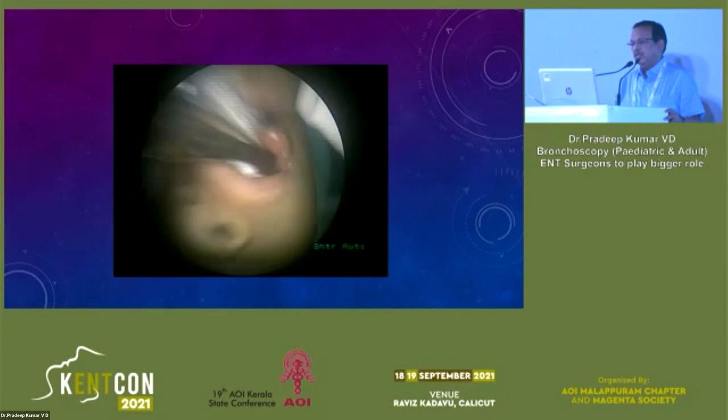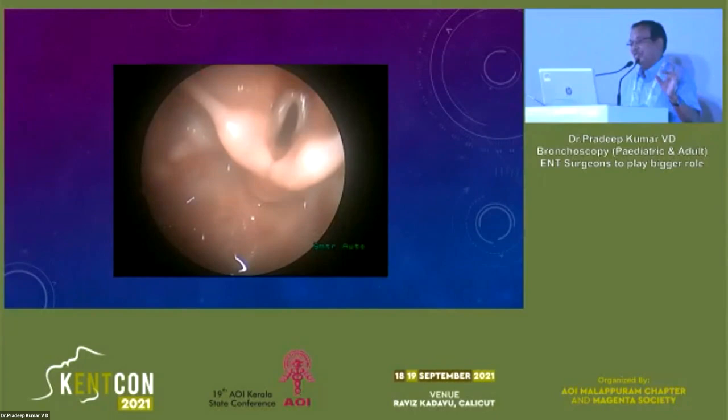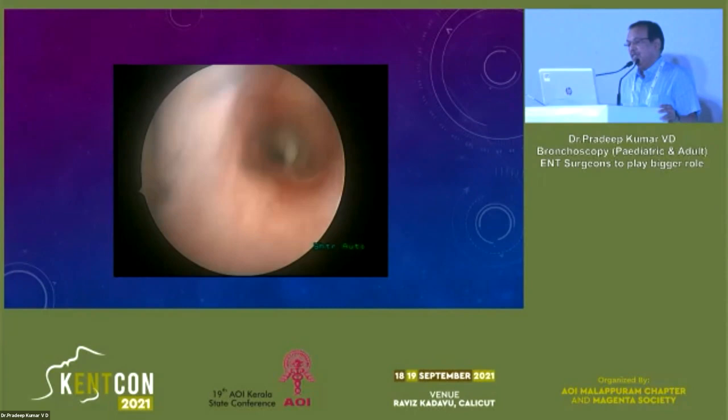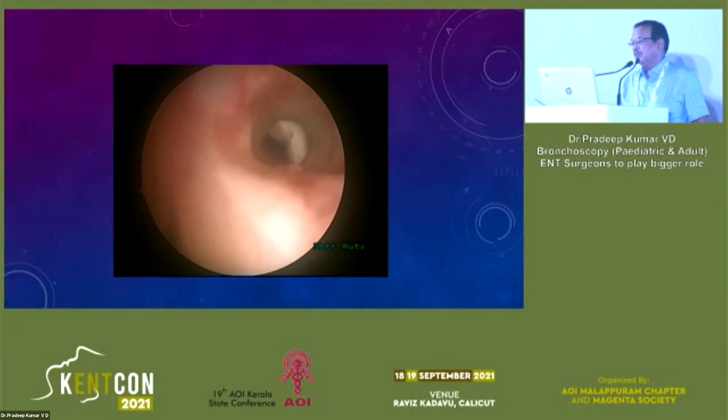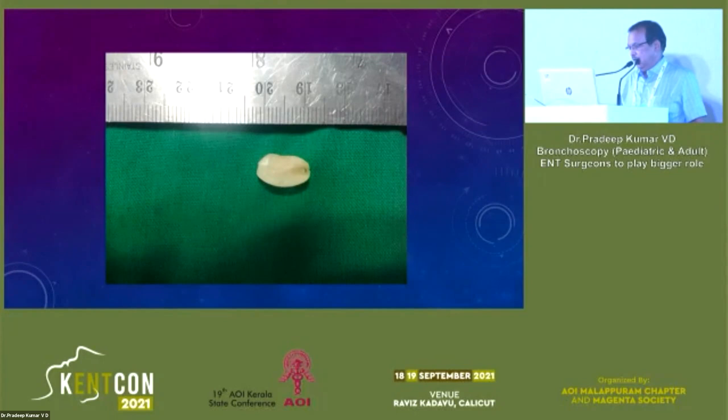And this is a 0-degree endoscope, which you all have. They are going through the vocal cords, down into the trachea. It's resting there. So it was retrieved from there. So the history is very important.